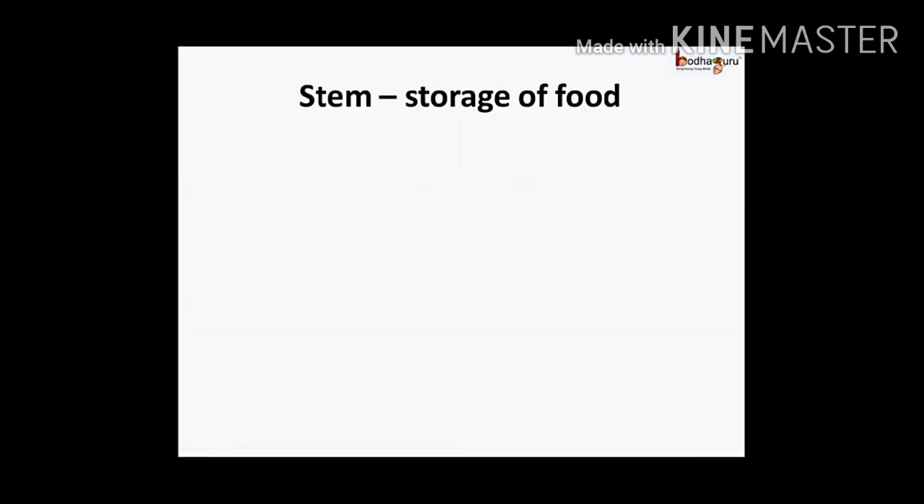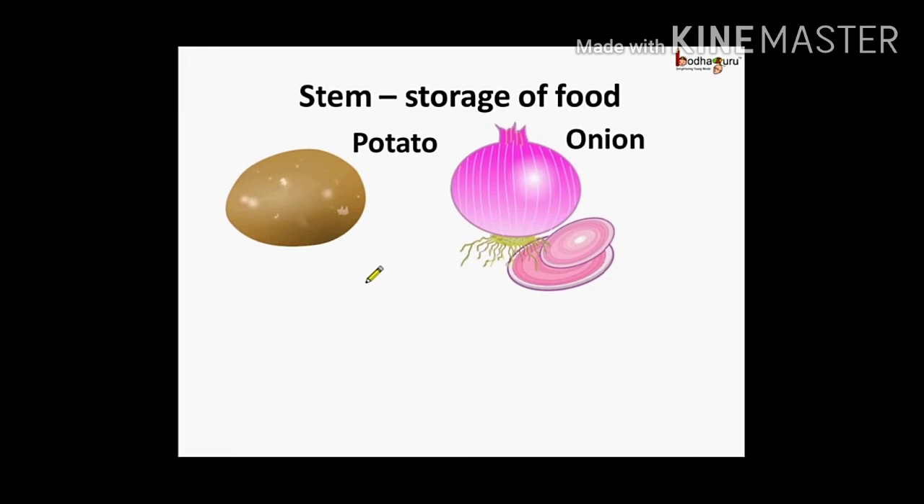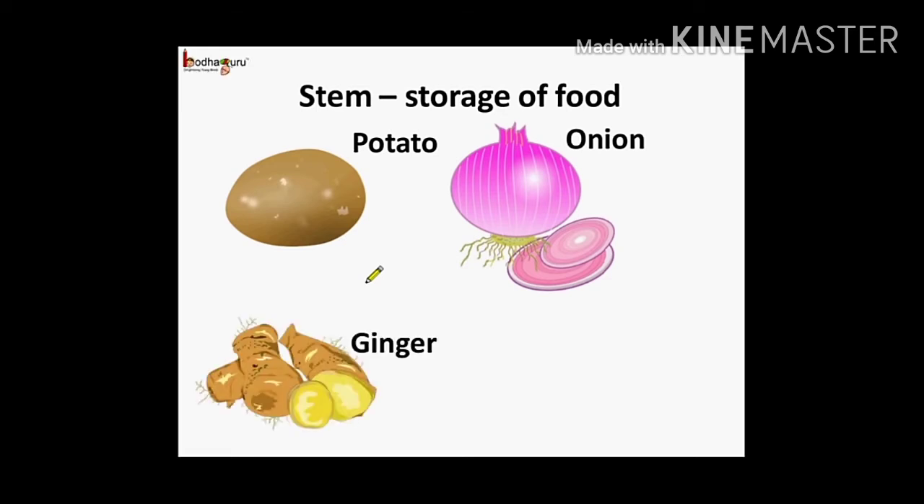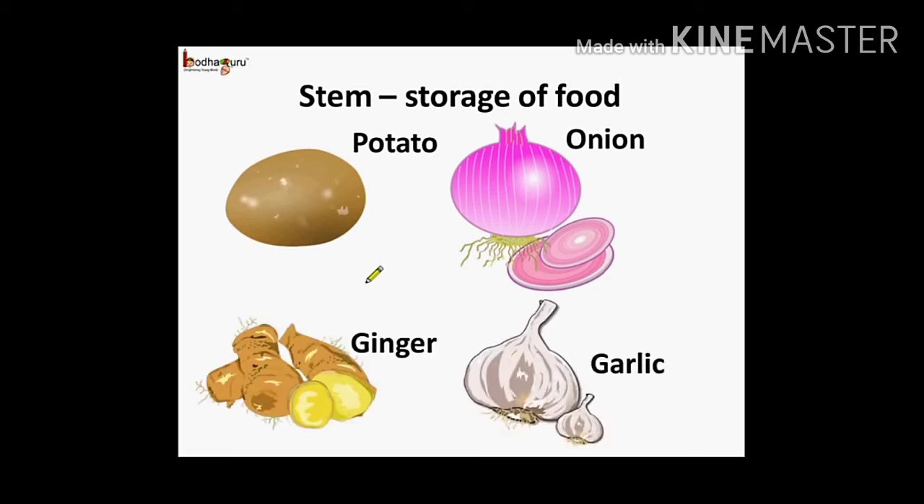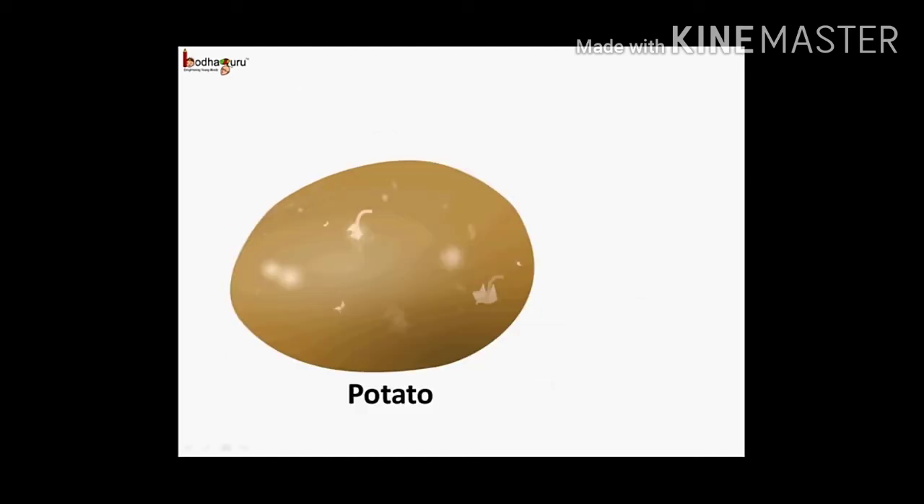Next, in certain plants, the stem acts as a storage organ and stores extra food. For example, in the case of potato, onion, and ginger and garlic too. Let us see how. In the case of potatoes, we see eyes. So here we have an eye. An eye is nothing but a bud which can grow into a new plant.